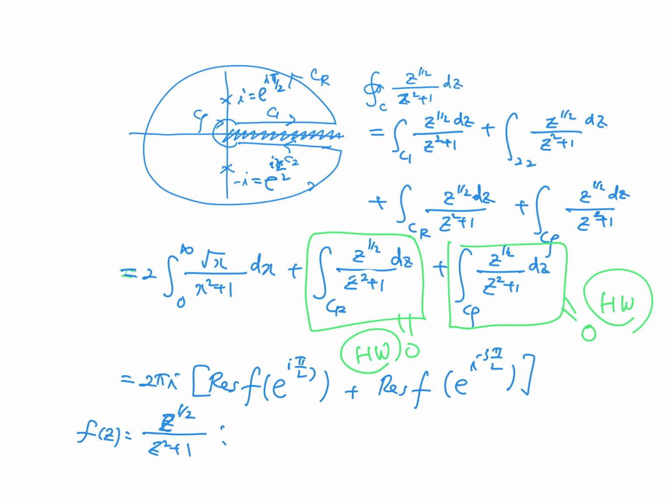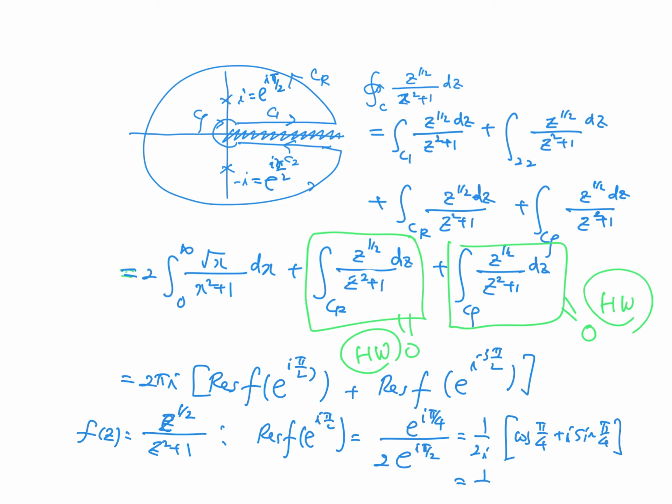So the first residue, the residue of f at exponential i pi over 2, is simply the numerator, exponential i pi over 4, right? Equals z to the 1/2, so it's n(z) divided by d prime(z). So d prime is 2z, right? So exponential i pi over 4 over 2 times i. So this is 1 over 2i times cosine pi over 4 plus i sine pi over 4, which is 1 over 2i times 1 over square root of 2 plus i 1 over square root of 2.